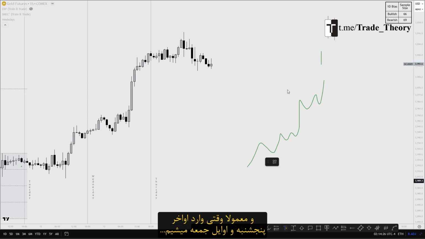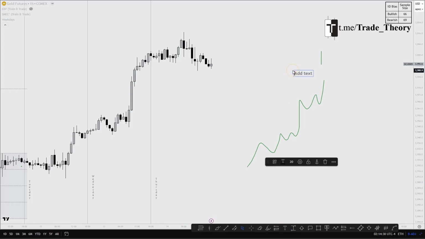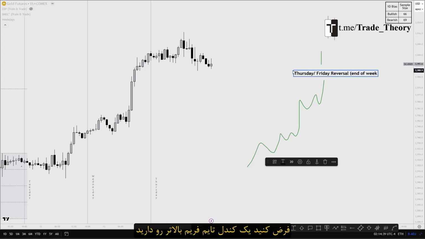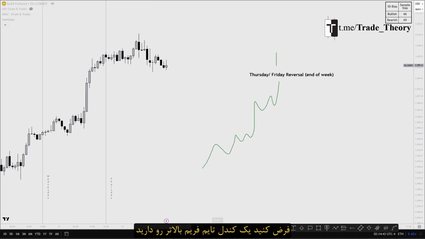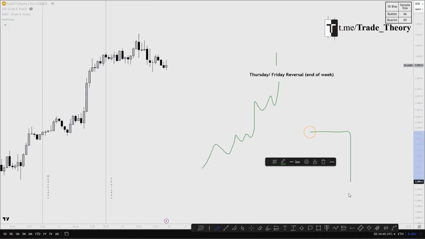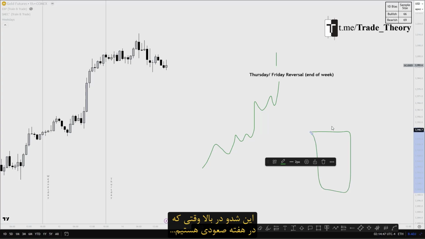Let me go ahead and actually put this right here. So typically going into Thursday and Friday, we're going to anticipate some sort of reversal at the end of the week. And think about a higher time frame candle. Let's assume it's a weekly candle, and we have a wick high and we have a wick low.